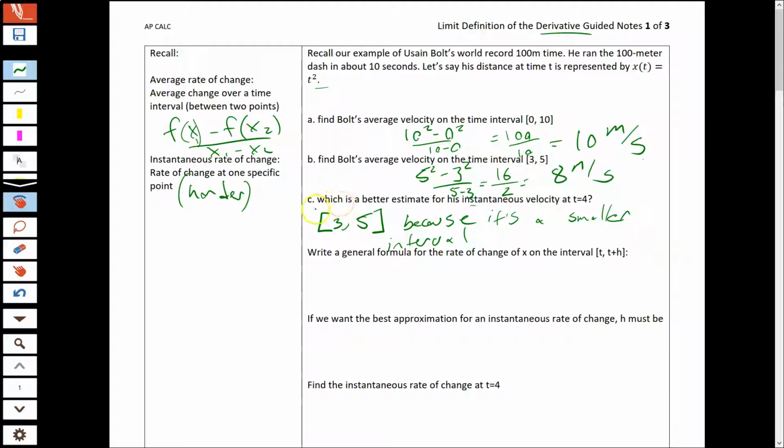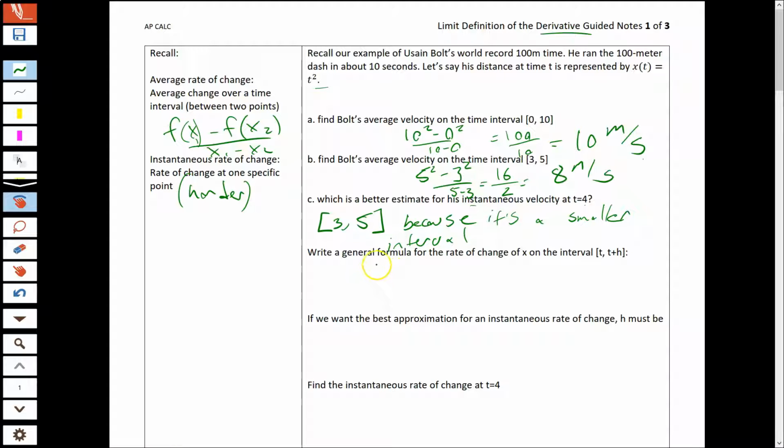And then for question C, you should have said 3, 5 is a more useful interval for estimating his instantaneous velocity at 4 because it's a smaller interval. Or you could have said that these endpoints are closer to t equals 4. That means the same thing, right? So one of the ideas we had from when we first introduced this topic is that the smaller the interval we use, the better the estimate is for an instantaneous velocity.